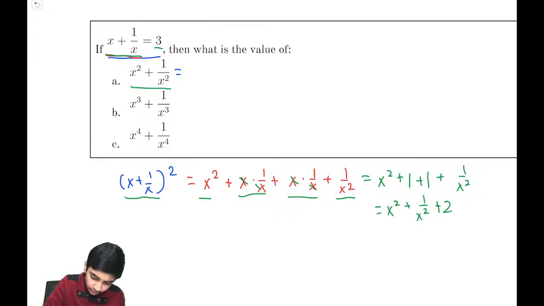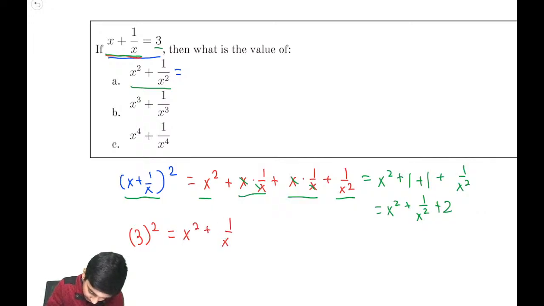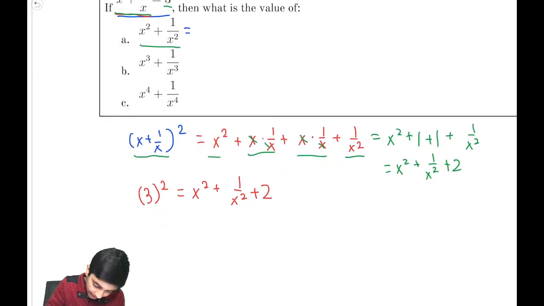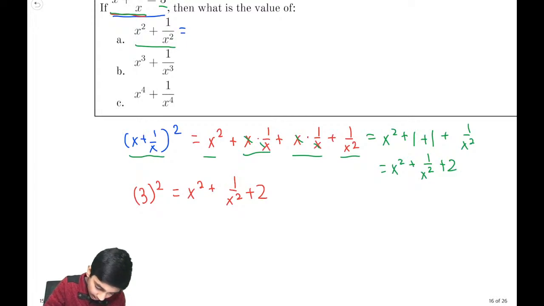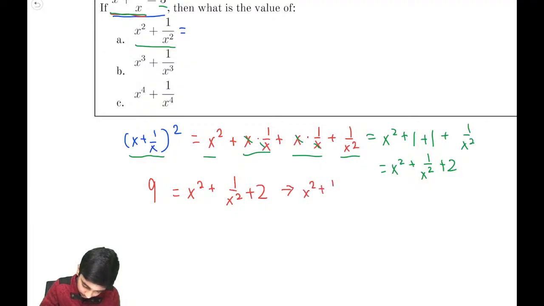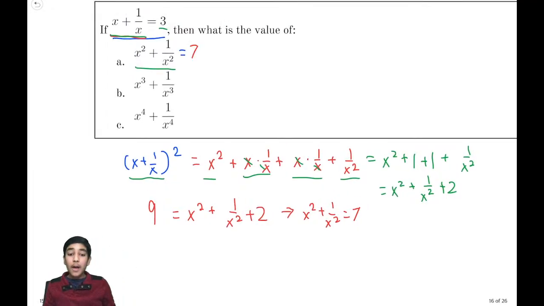Okay, so now we know that 3 squared, because x plus 1 over x is 3, is equal to x squared plus 1 over x squared plus 2. Meaning that 9 is equal to, this is just 9. And that means that x squared plus 1 over x squared is just 7. So this is 7.